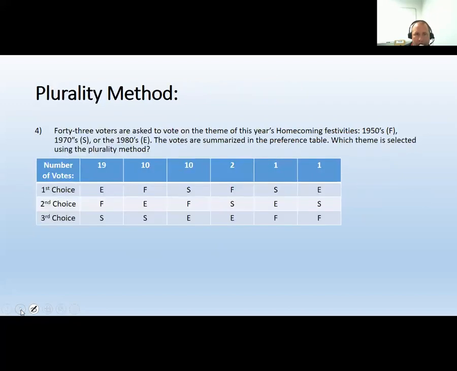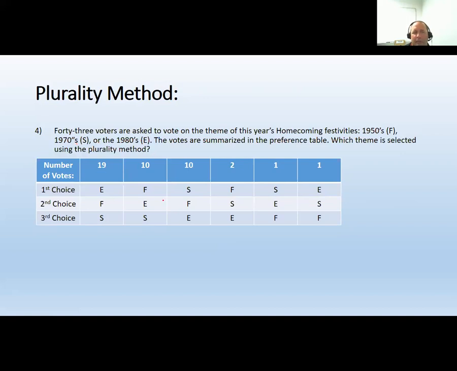All right, let's try the plurality method. This is another problem with the plurality method. I'm going to give you guys a chance to do this one for about a minute. So it says 43 voters are asked to vote on the theme of this year's homecoming festivities. You got 1950s, which is F, 1970s, which is S, or the 1980s, which is E. The votes are summarized in the preference table, which theme is selected using the plurality method.